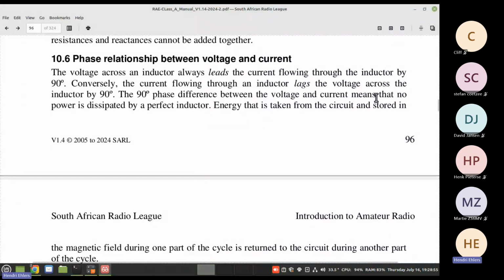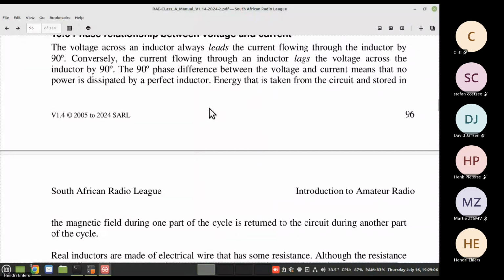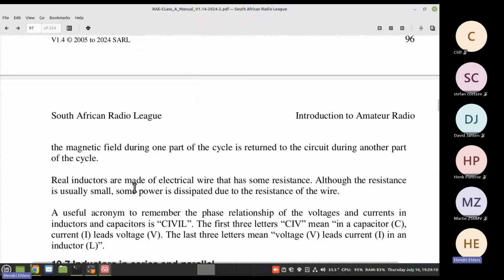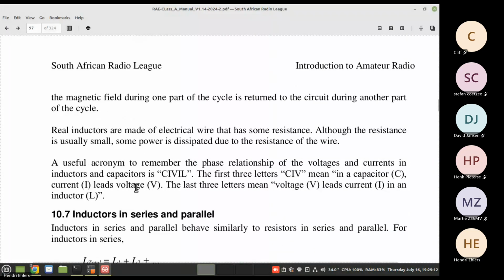Here they say in a perfect inductor, but we know we don't have perfect inductors, so we will have some losses. Okay, and then they say that real inductors made of electrical wire will have some resistance, and of course, where there's resistance, there are losses.